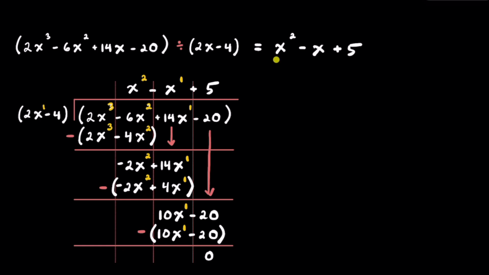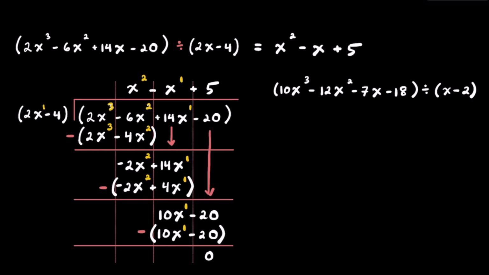And for good measure, if you just wanted to check, you could take this answer we have and multiply it by this 2x minus 4, and you will get this original 2x cubed minus 6x squared plus 14x minus 20. So while there you have an example of dividing polynomials using long division, here's an example using synthetic division.